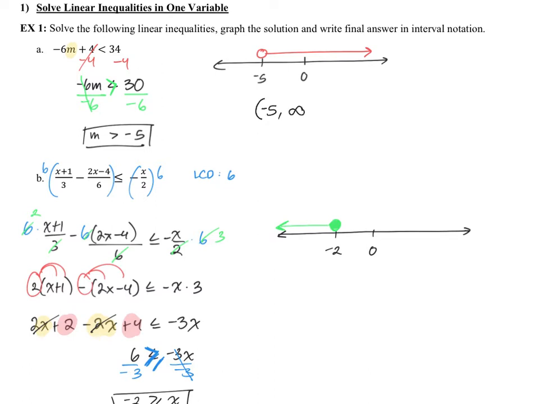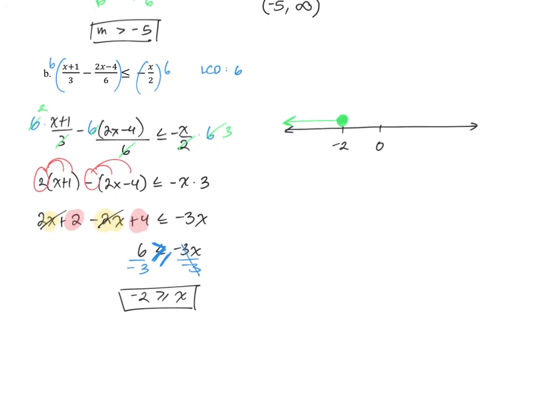Now question, can I use a bracket for infinity? The answer is no. Why not? When you're including a bracket, you're saying that you can actually touch that number. You can include that number. The problem with infinity is it's not a number. It's a concept. So we can never actually touch a concept, as it were. So you have to use the parentheses.